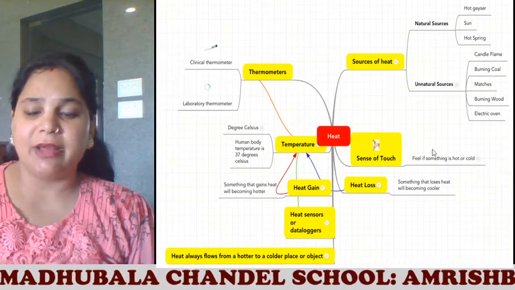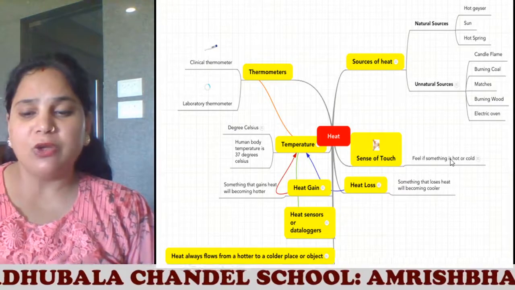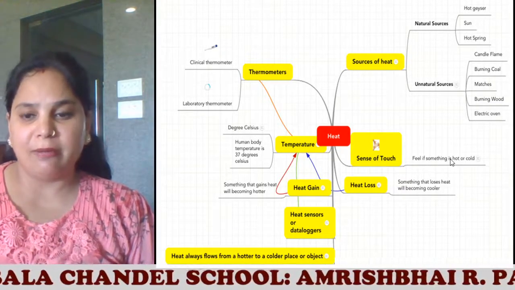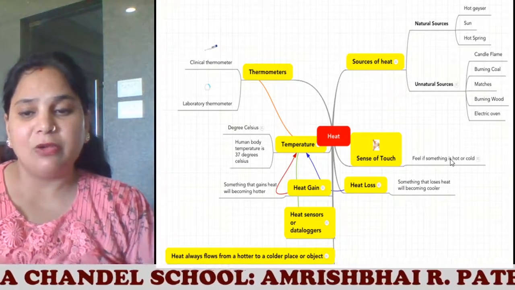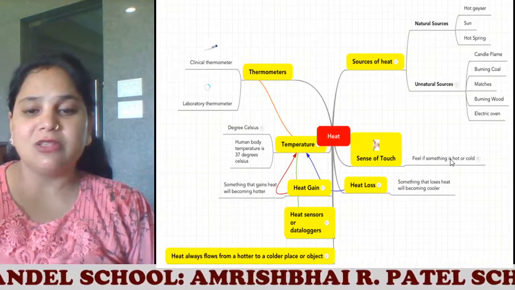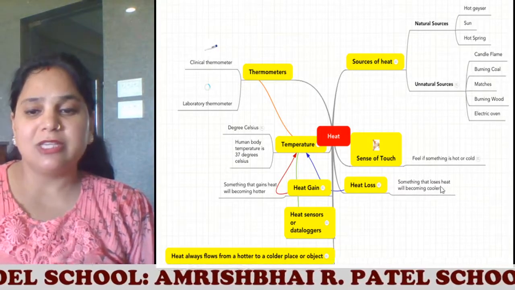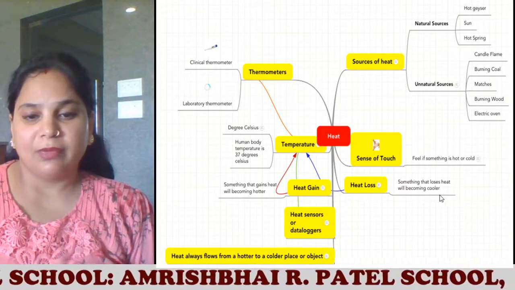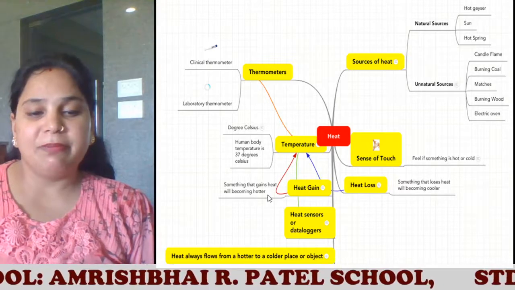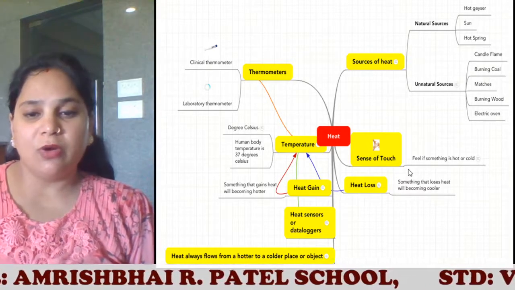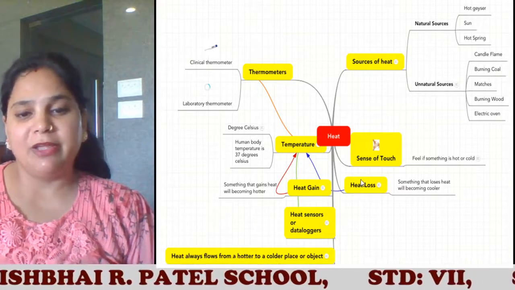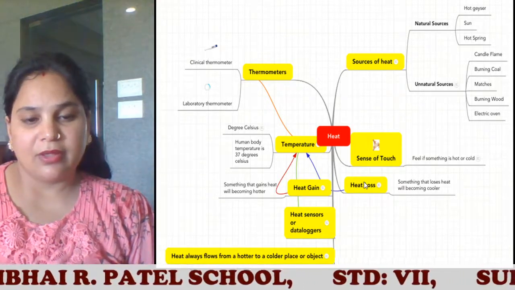So you should know those applications: why we touch a hot object and afterwards we feel okay about it, we don't feel anything. We feel hot and cold only the moment we touch. So what happens afterwards? It is because of the heat loss. Something that loses heat becomes cooler. Then heat gain: something that gains heat becomes hotter. So when we are talking about heat flow, it will be either heat gain or heat loss.